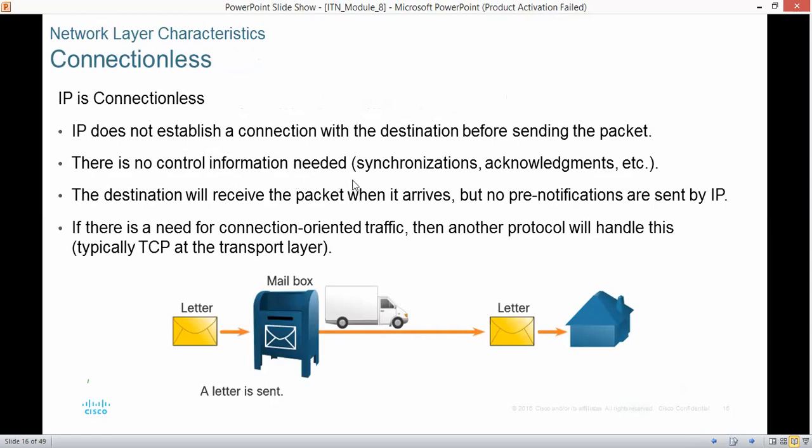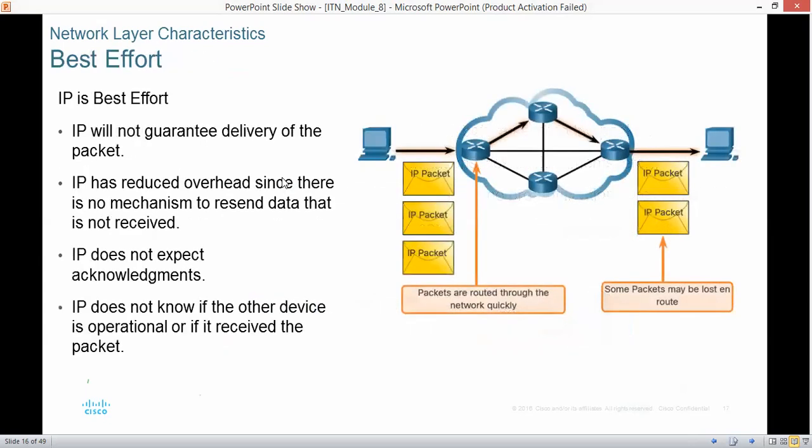So there's no control information needed for synchronization and acknowledgement when you're dealing with IP. The destination receives the packet when it arrives, but no pre-notification is sent by IP. If there's a need for connection-oriented traffic, then another protocol will handle this, typically TCP at the transport layer. So IP itself does not know anything about the network. All it does is send from source to destination. So we're saying that it is connectionless. It is also media independent. It has to do with the source and the destination.